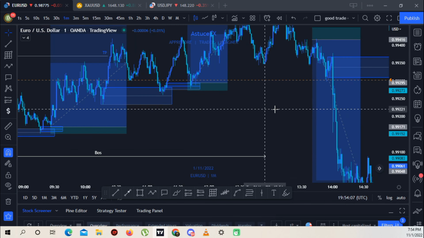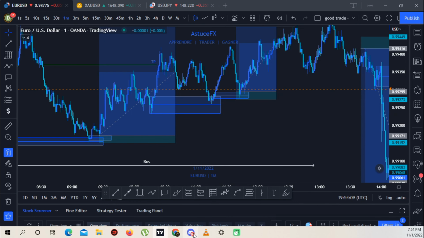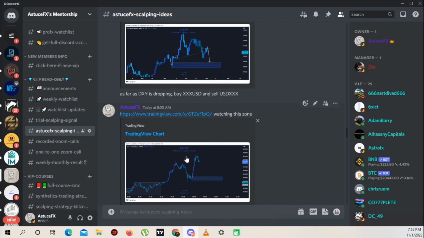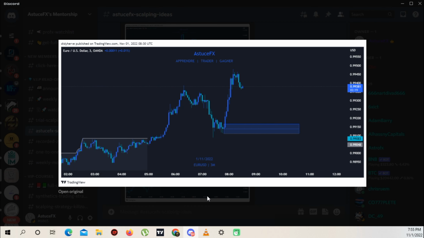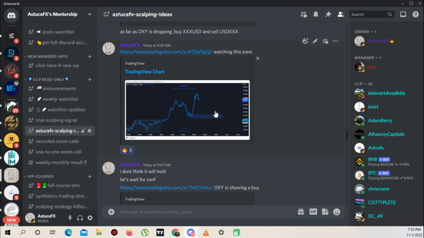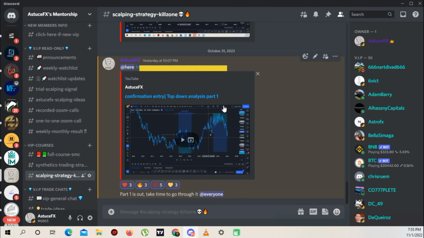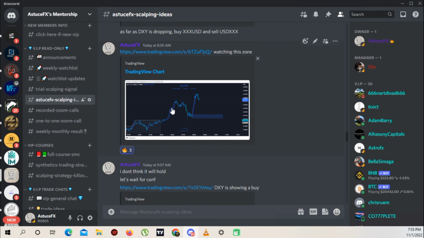Some of those trades, I sent the setup in the Discord chat. So if I come to my mentorship here, you can see on the scalping ideas, I sent this zone here that I'm trying to buy from. When I send an idea like this, you'll have to look for your own confirmation entry. That's why I said down here, let's wait for confirmation entry. And for the confirmation entry, I already sent a video. This video will help you learn how to get confirmation to enter those Asus FX scalping ideas.